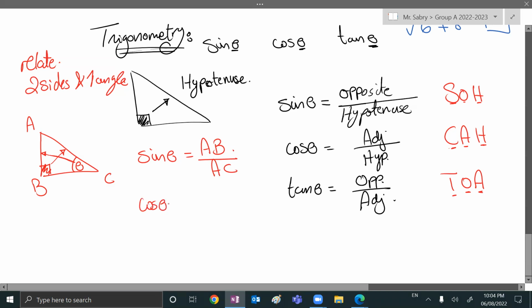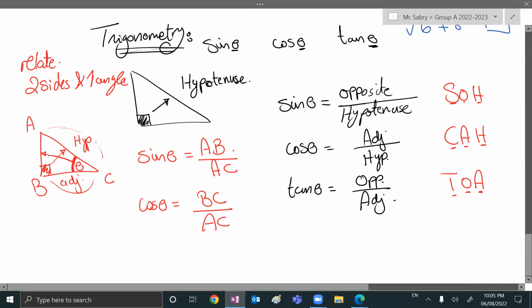If we're talking, on the other hand, about cosine, cosine should be the adjacent. What's the side right next to this angle? Adjacent means next to. It could be either AC or BC, but AC we know for a fact is called the hypotenuse. So definitely BC is the one considered the adjacent. So it's actually BC over the hypotenuse, which is AC.